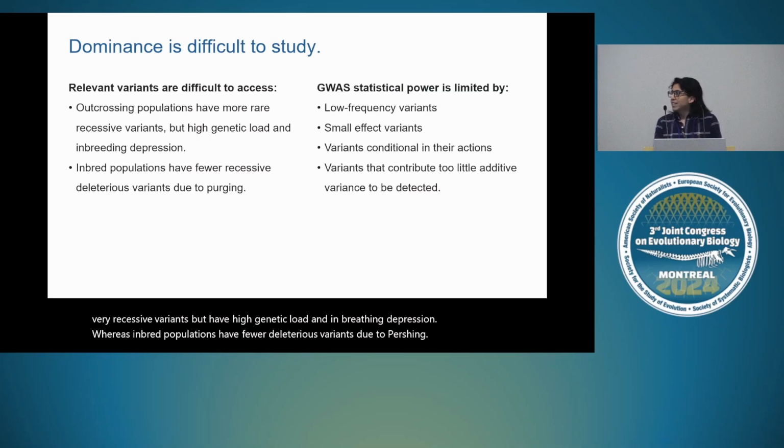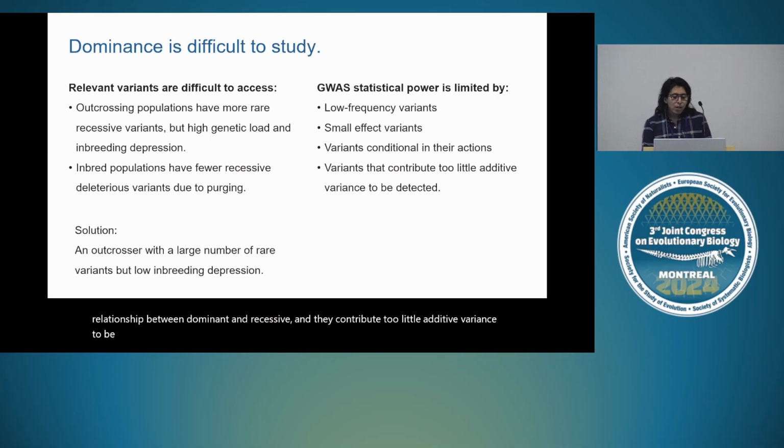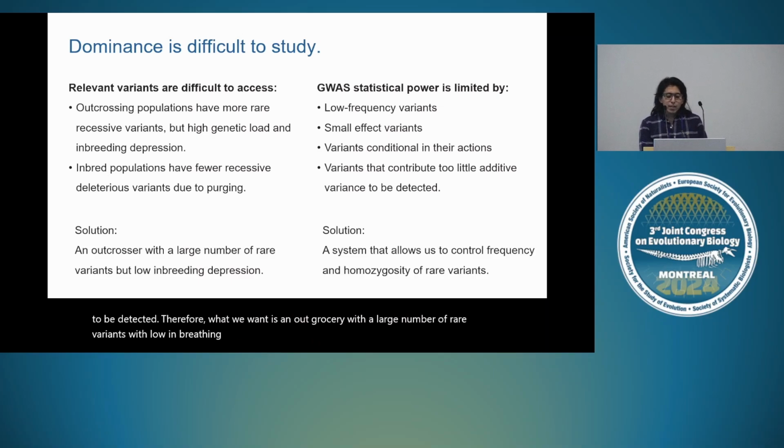Another reason is that statistics is difficult because of their inherent features. Given that they are low frequency, they have small effects, they're conditional interactions due to the relationship between dominant and recessive, and they contribute too little additive variance to be detected. Therefore, what we want is an outcrosser with a large number of rare variants but low inbreeding depression, and also a system that allows us to control frequency and homozygosity of rare variants.